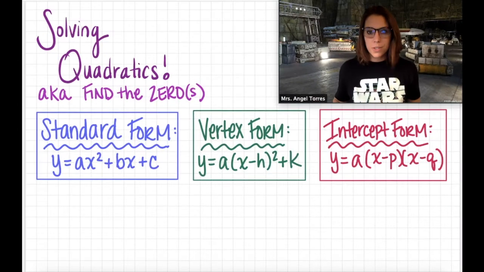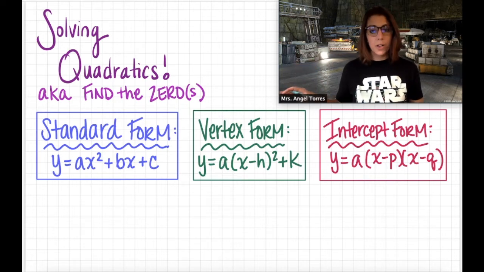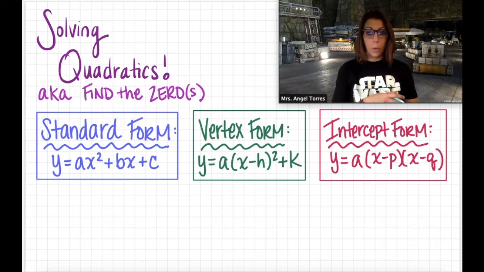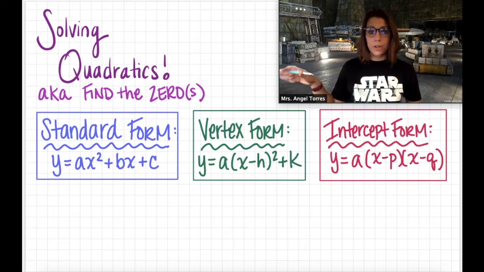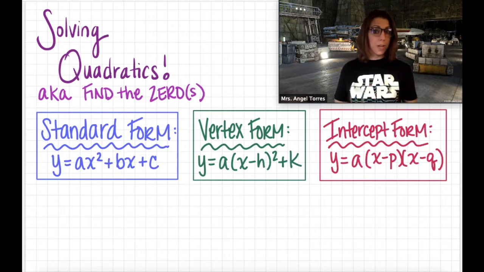The goal of this unit is to develop some new tools that allow us to solve quadratics, aka find the zeros, in all three forms: standard form, vertex form, and intercept form. There are different tools that we can use depending on the form that we're given.